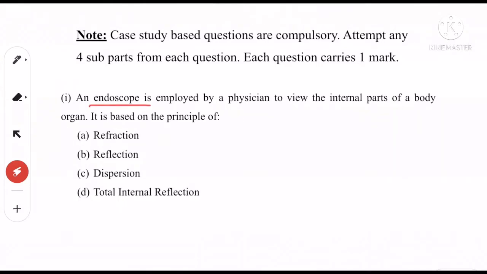So the endoscope used by the physician is based on total internal reflection. We hope the students know the answer, because it does not depend on refraction, reflection, or dispersion. This is a device used by the physician based on total internal reflection. So D is the correct answer.